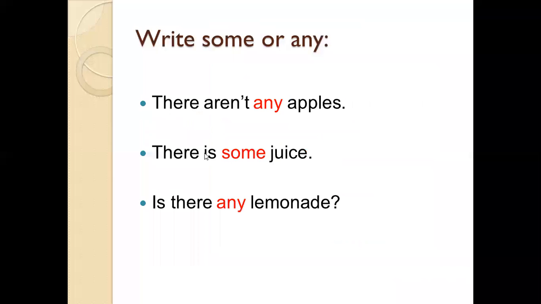So again, number one, why do we use any? Because we have a negative, aren't. This sentence is a negative sentence. Number two, there is some juice. This sentence is a positive sentence. There is no negative, and it's not a question. So I'm going to use some. Number three, is there any lemonade? Because here we have a question. Look at the question mark. So I'm going to use any because here I have a question.